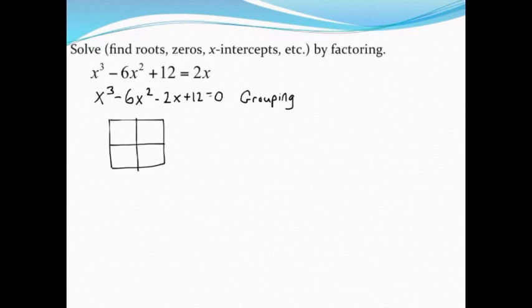Remember, I showed you a different way to do grouping with the box method. If you want the traditional way, or if you know the traditional way, then go ahead and use it. But the way grouping with the box method works was put your terms in the box, all 4 of them in order. So x to the third, negative 6x squared, negative 2x, and then positive 12.